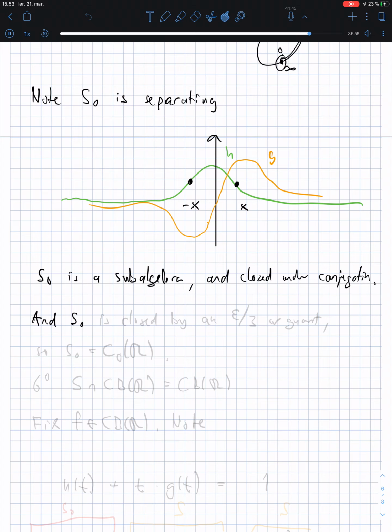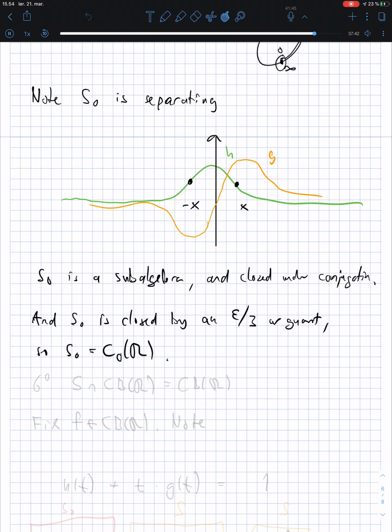So in fact we can do better. S naught is closed. This is more or less trivial. I'll just say by an epsilon over 3 argument, because if I have a function which is close to a function in S naught, then you just sort of pull the elements apart in an epsilon over 3 argument, and you can see that that function also lies in S naught. So S naught is everything.